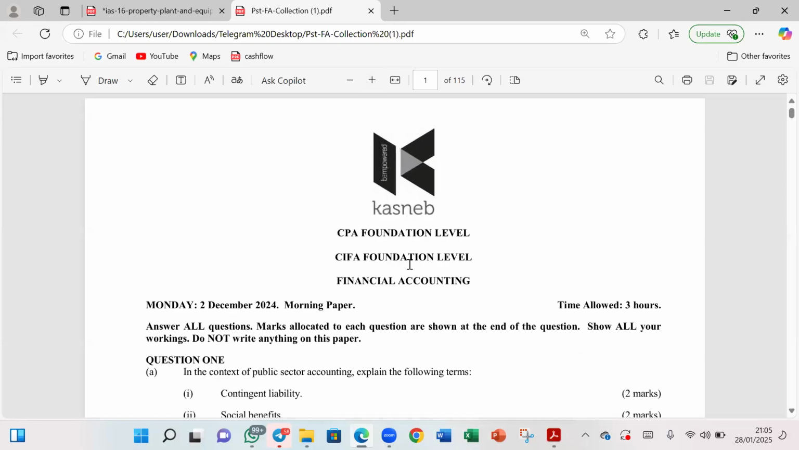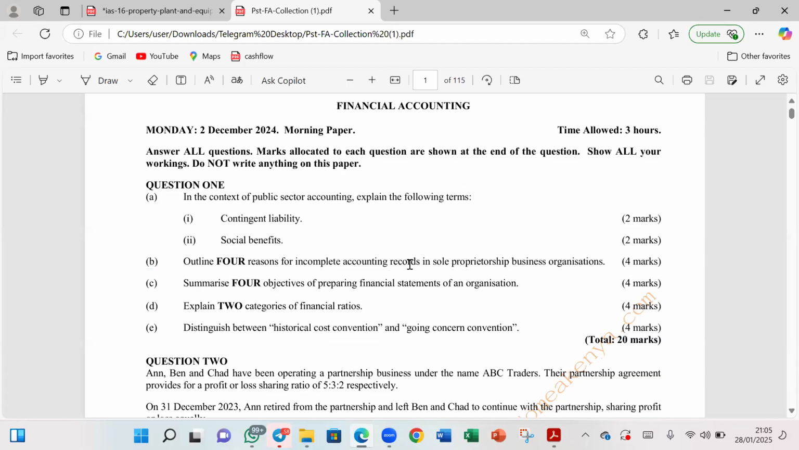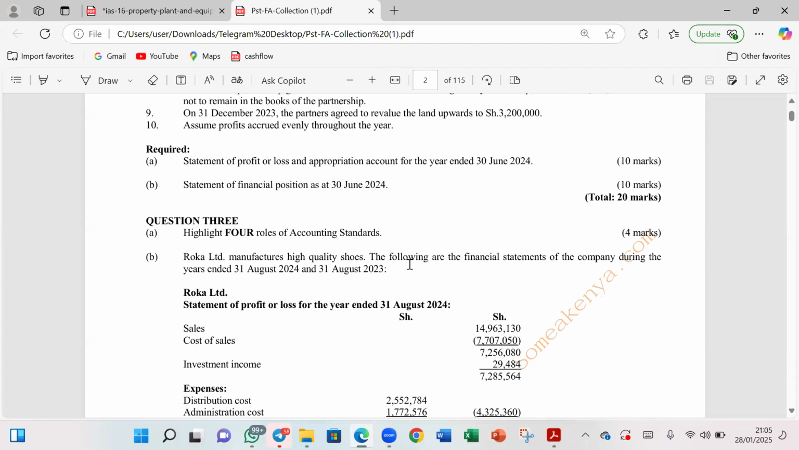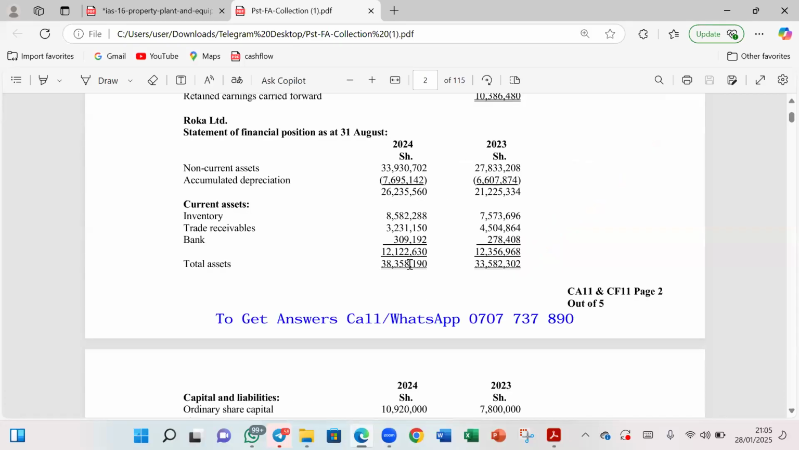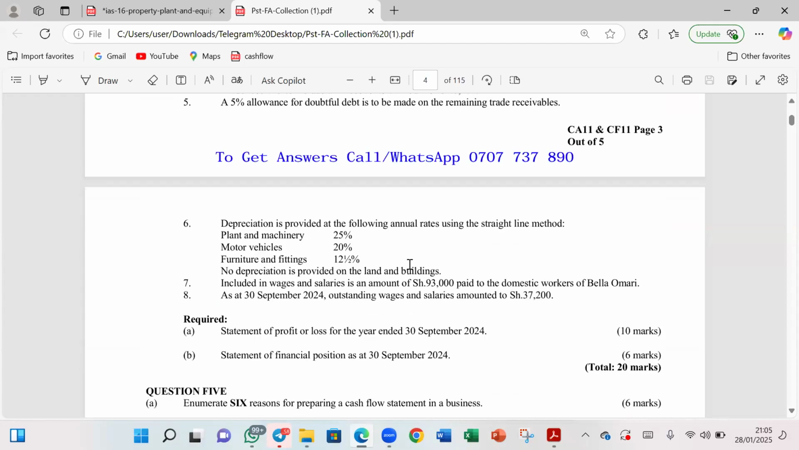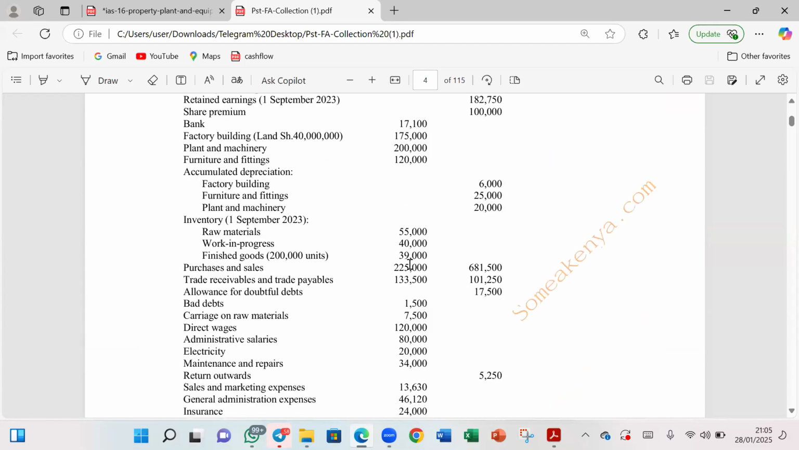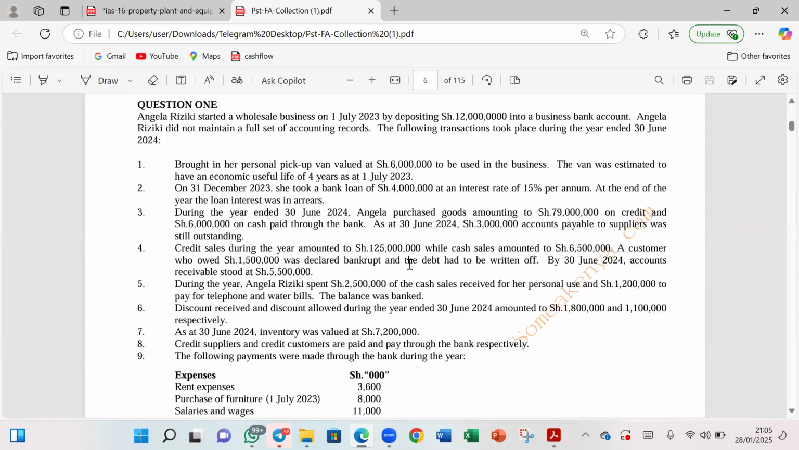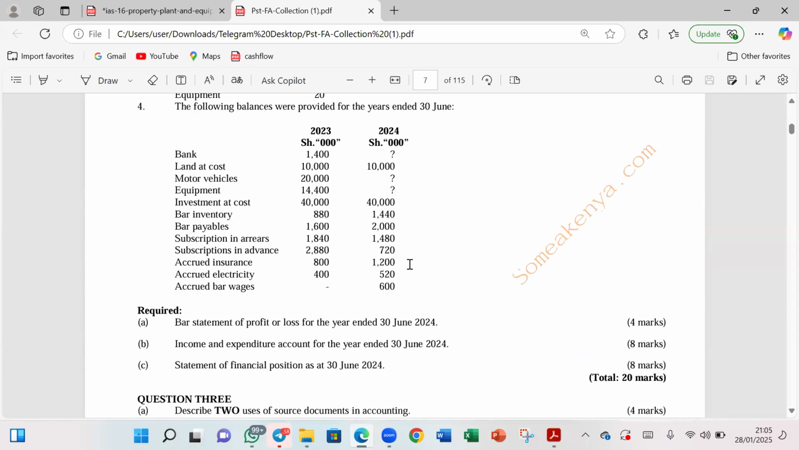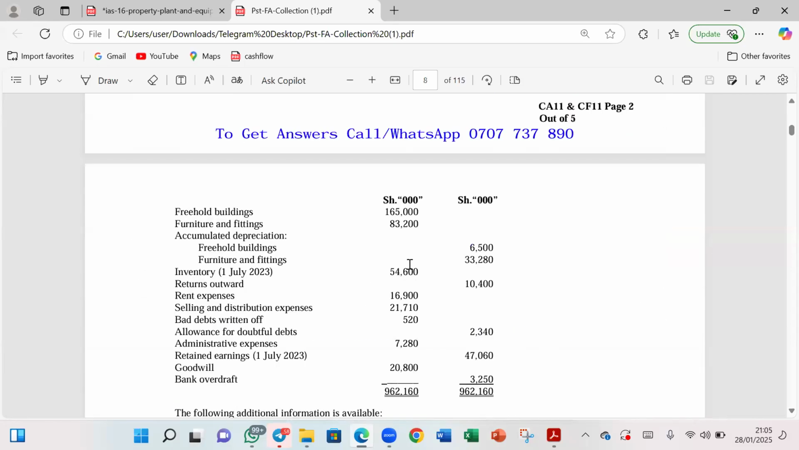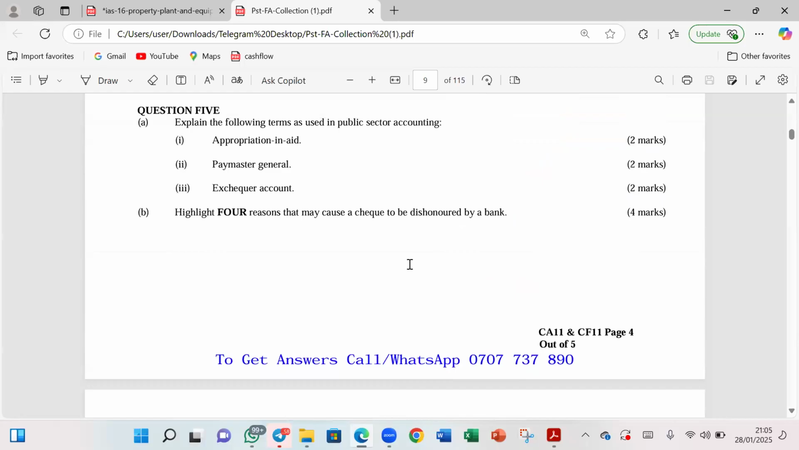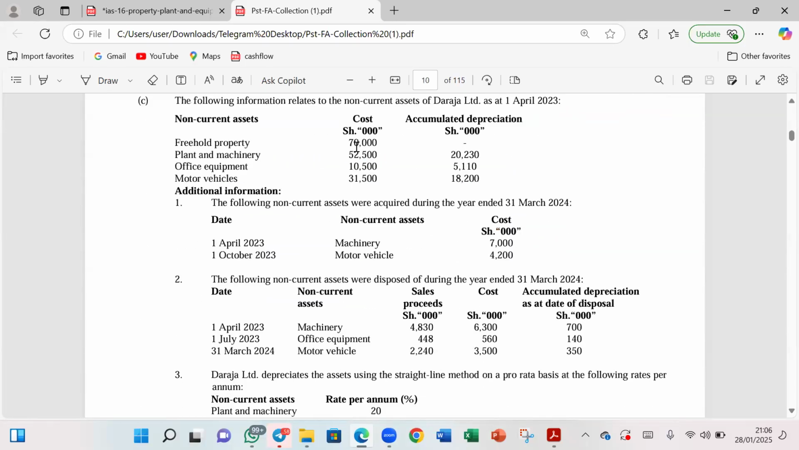Can you see the screen? Can you see my board? Yes. Good. So let me show you the question that we shall do tomorrow. We have two questions. There it is. Can you see the question?